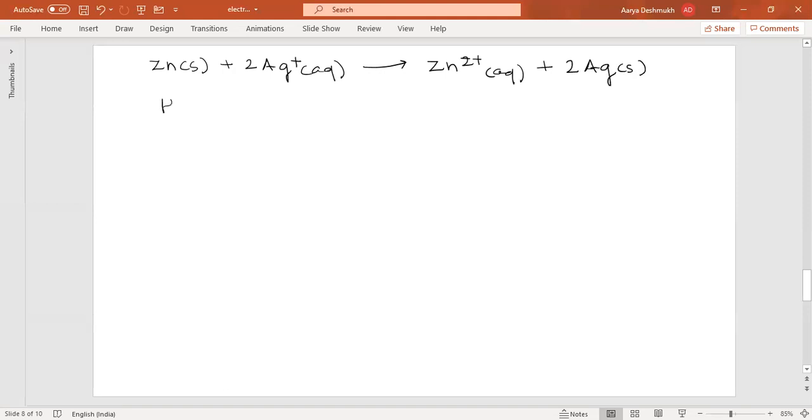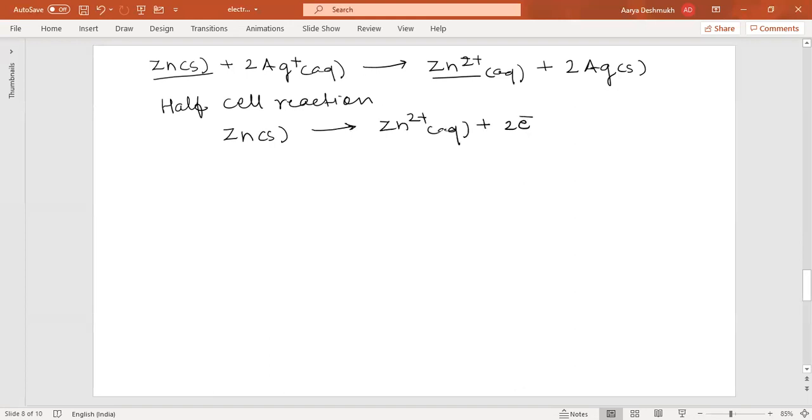So start writing the half cell reactions. First, you need to write the half cell reaction where the oxidation is taking place and where the reduction is taking place. If you look at this, zinc solid is getting converted into Zn2+. Always start writing with the oxidation reaction. So Zn solid is converted into Zn2+ in aqueous phase with loss of 2 electrons. So this is an oxidation half reaction.